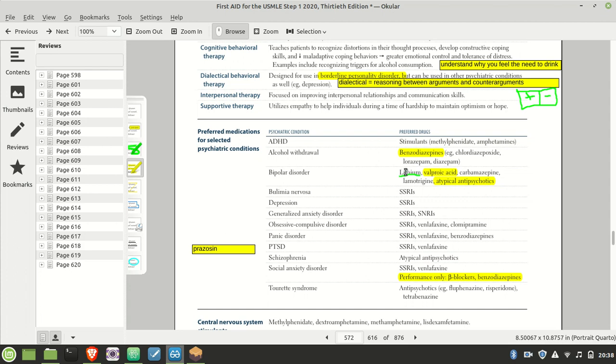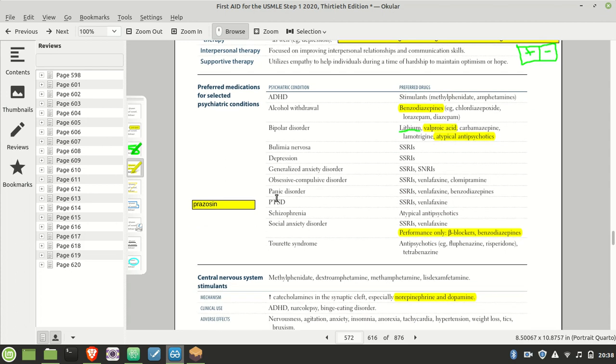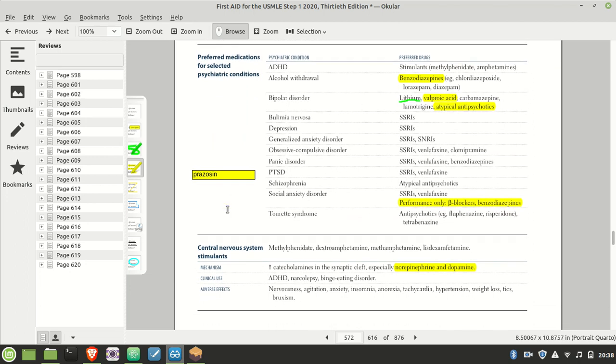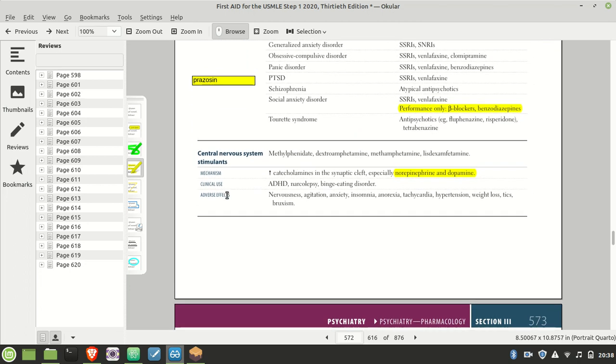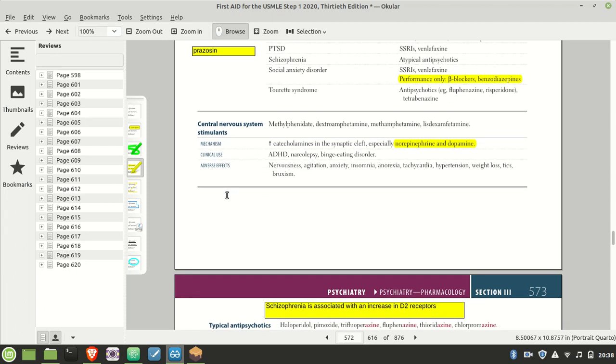Bipolar disorder, lithium's always first line. However, you'll note that valproic acid can also be used. And as you go farther along, when you start doing clinics and stuff, you start seeing that valproic acid can be used for like anything. PTSD, prazosin helps with sleep. Remember that because they'll definitely test you on it.